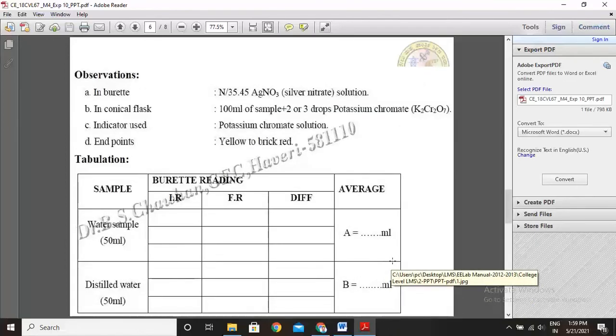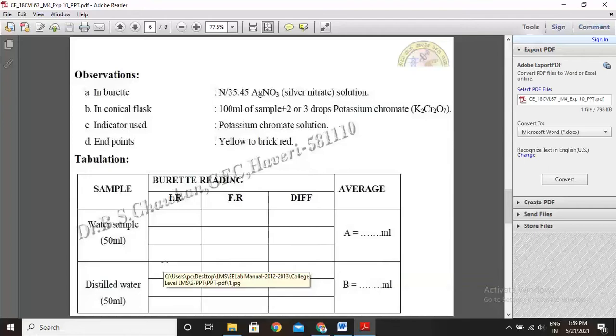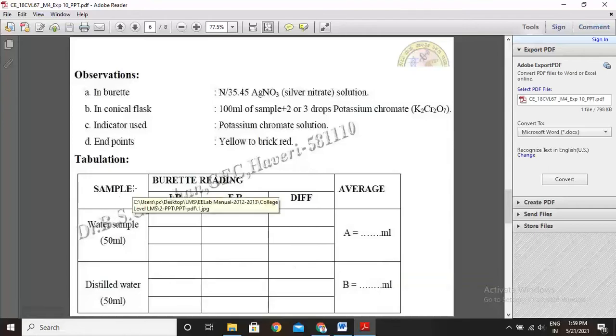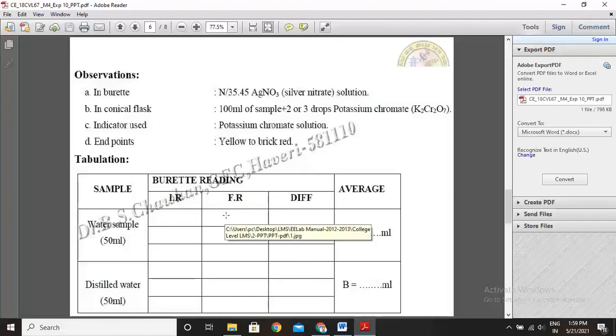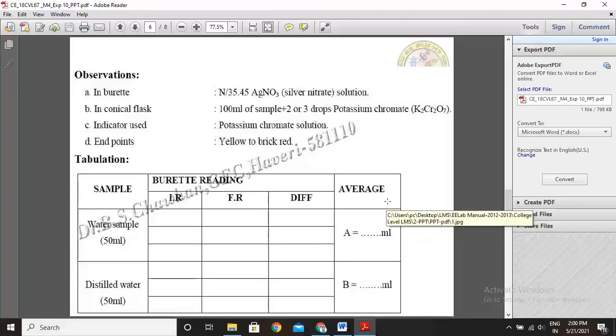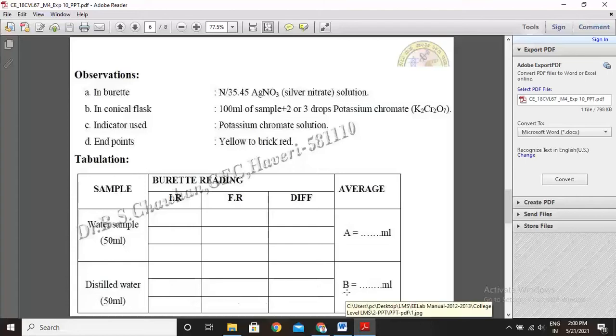Next, tabulation. This is the tabular column for this experiment. Column 1 is sample, column 2 is burette readings, which has 3 columns: initial reading, final reading, and difference, and then the average column. For the water sample we take 50 ml, do 3 trials, and determine the average, that is A. Then for distilled water we take 50 ml, do 3 trials, and determine the average. Distilled water is symbol B, and water sample is symbol A.